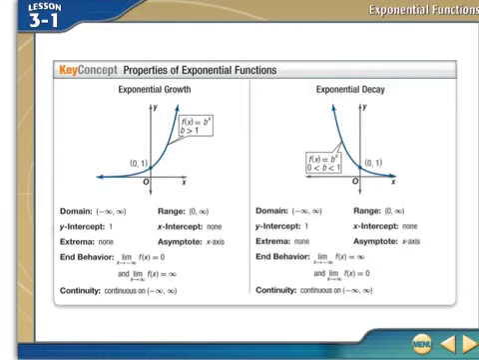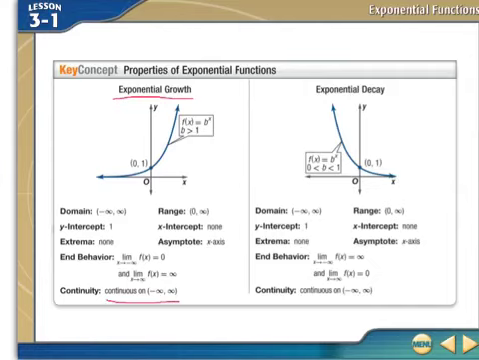It is typical for exponential functions to have two different types, growth and decay. Exponential growth functions, which we see on the right here, are strictly increasing. They increase from negative infinity to positive infinity. They're continuous from negative infinity to infinity. There's no breaks or discontinuity.